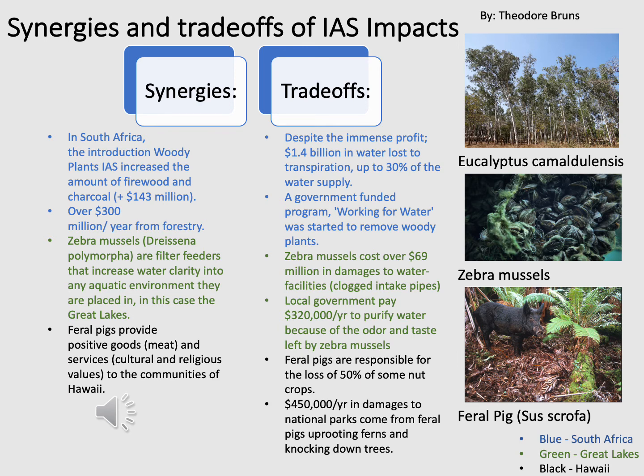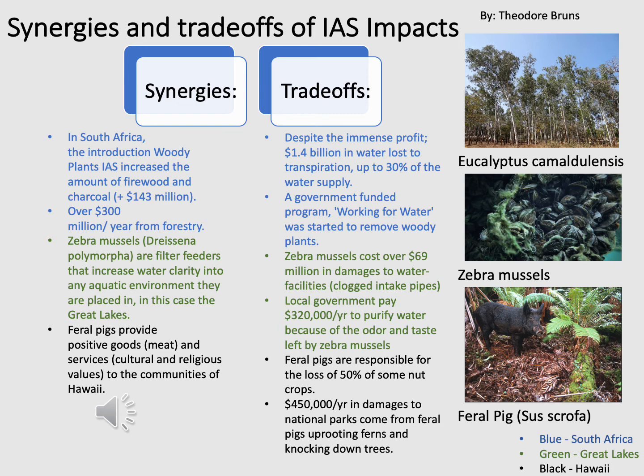In Hawaii, feral pigs were introduced in order to provide for hunting and cultural reasons. They provide a good source of meat and, as I said, cultural and religious values to the communities of Hawaii. Even though those are both positive outcomes of feral pigs being introduced, they are also responsible for a loss of 50% of some nut crops and other crops due to their destructive tendencies.